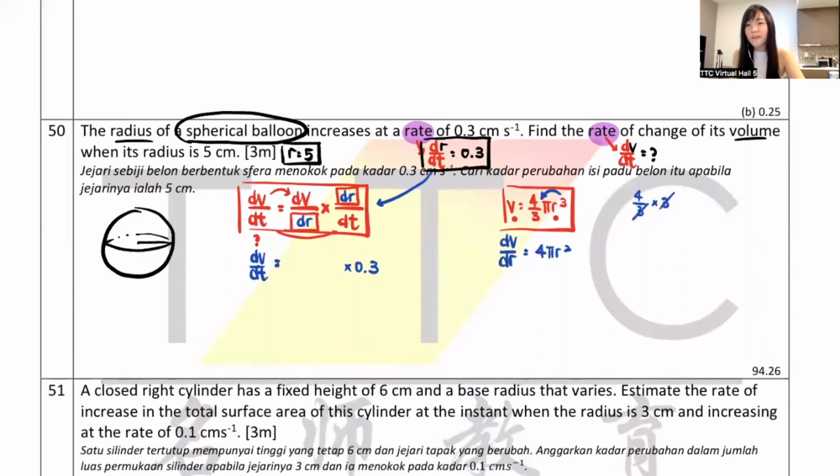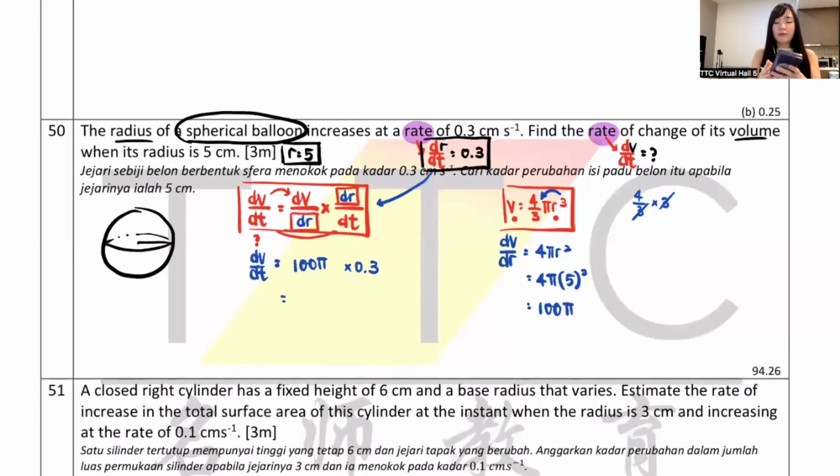Again, once we have that, we want to make it a number. How do we make it a number? We already know the R is 5. So we can sub 5 inside. If I sub 5 inside, do you guys get dV/dr as 100 pi? Is it 100 pi, people? Yes, thank you. So dV/dr is 100 pi, only if I sub inside.